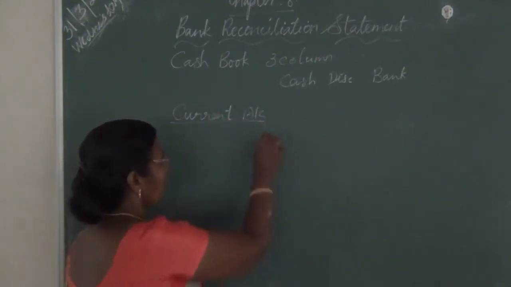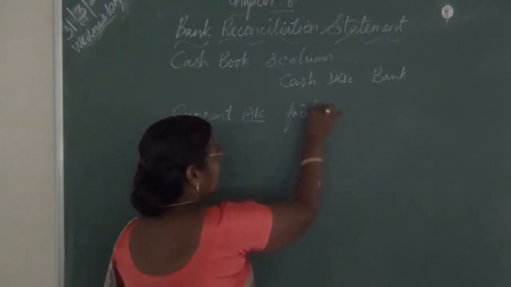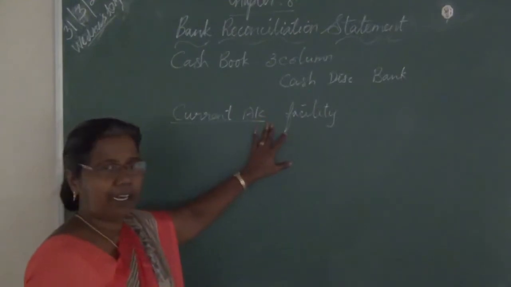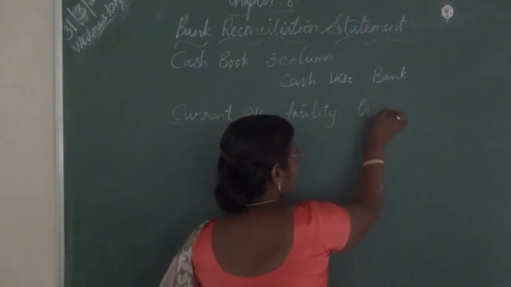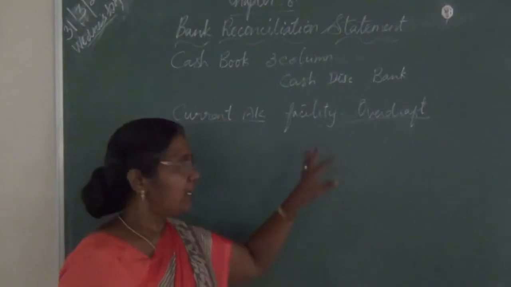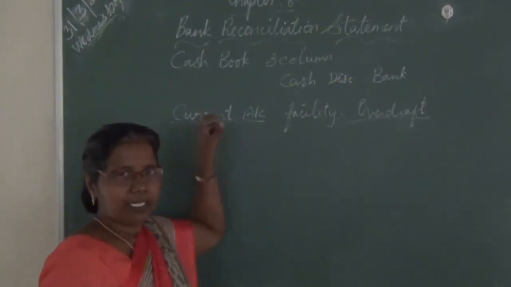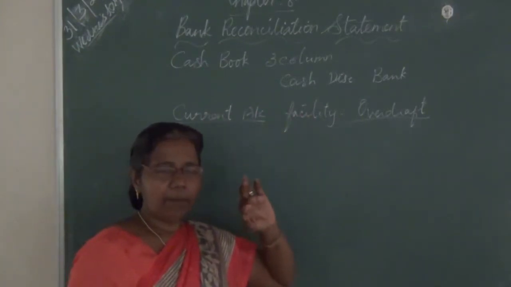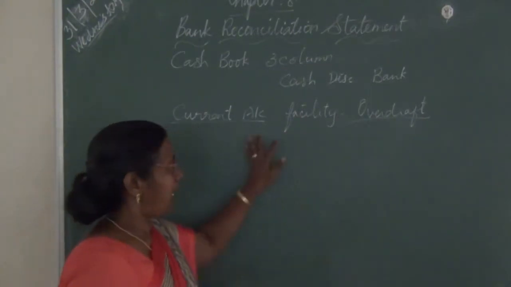But here they have one special facility that the other account holders do not have. What is that special facility? It is the bank overdraft facility. The business people, the ones who open this current account, have it. That overdraft facility means we can withdraw money more than the amount that is available in the bank account.